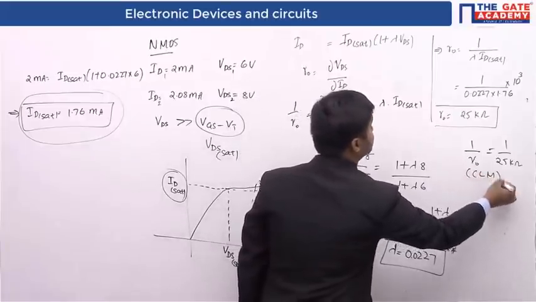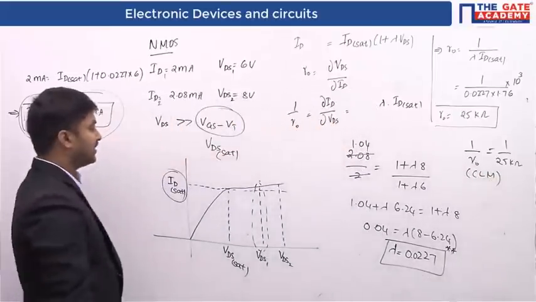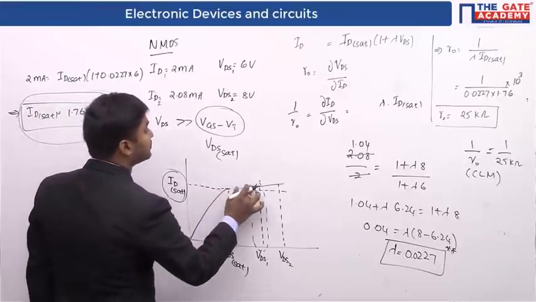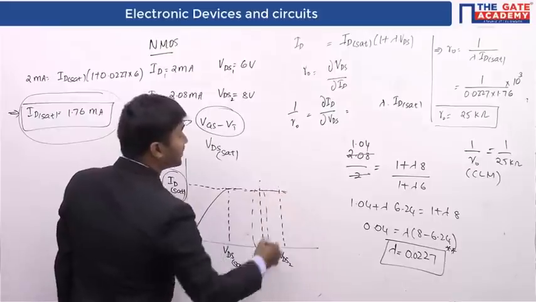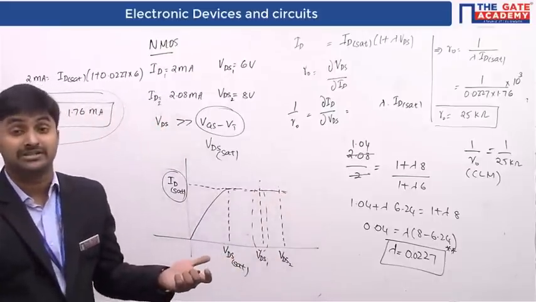But if you are not considering the channel length modulation, it means that if the channel length modulation is not going to happen, then your current is going to be constant. If the current is constant, then what happens to the change in the current?